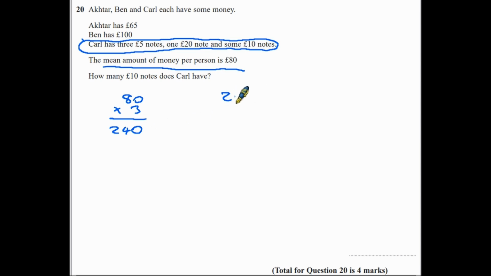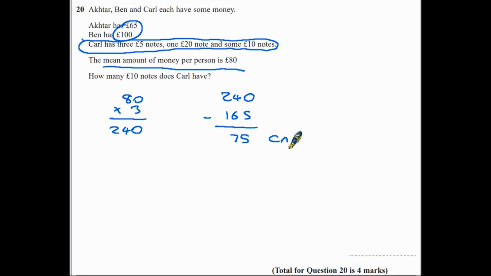So if we have 240 and we take away the total for Ben and Akhtar, which is the 100 and the 65, so we take away 165, that gives us a total for Carl of £75.